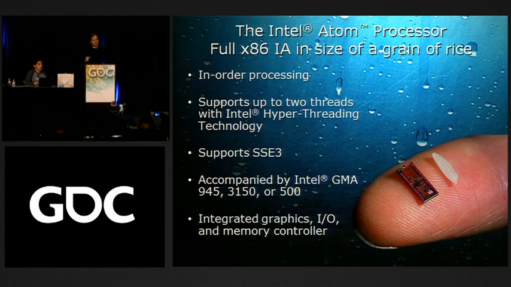To get better power utilization, the graphics controller, the I/O controller, and memory controller are all now on the Atom. As you can see, more and more components are getting integrated into the Atom. It'll have better control, better power utilization, and that's how we're getting to that full all-day battery life. And all of that on something that's smaller than a grain of rice.